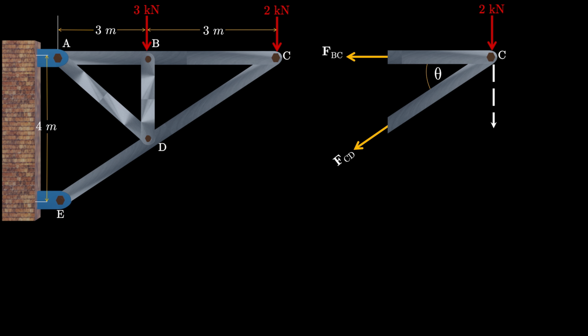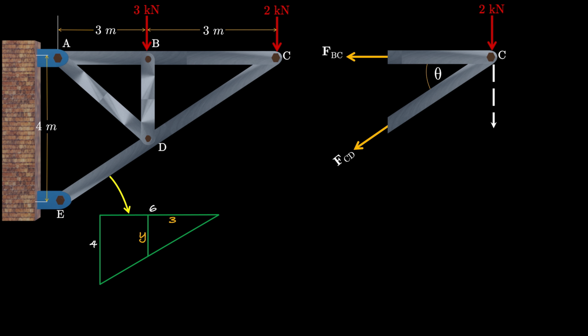We have said the truss is made up of triangles, so that means we can use similarity to determine the value of theta, right? So this is the triangle that we have. From A to C, it's going to be 3 plus 3, that is going to be 6. Then from A to E, it's 4 meters, right? Now we have to calculate the value of BD, or the length of BD.